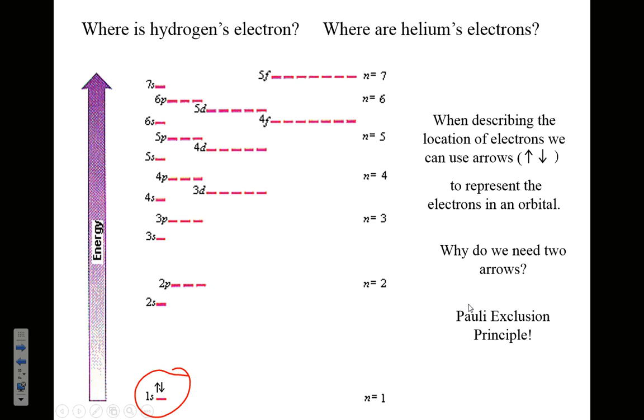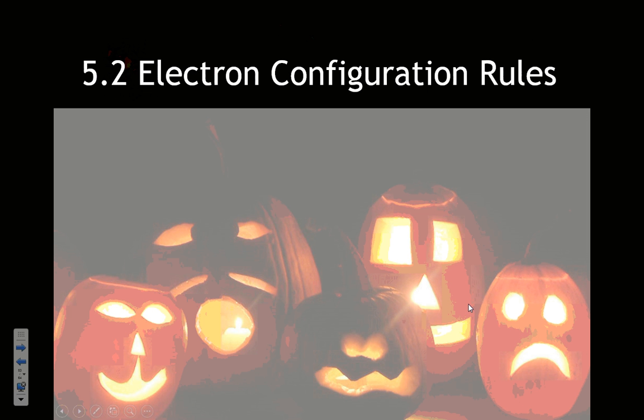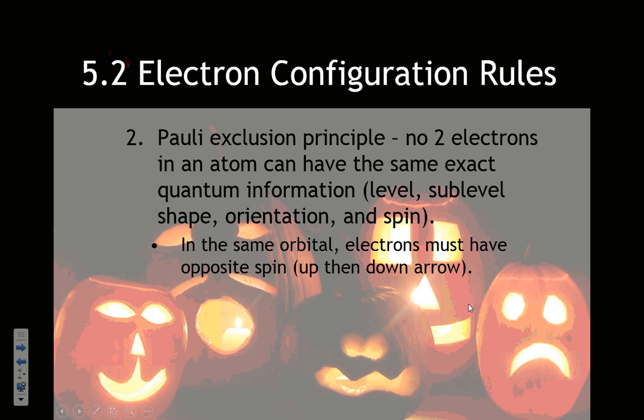Now, what we just looked at is what's known as the Pauli exclusion principle. At its simplest level, Pauli exclusion says the second one is going to be a down arrow because the first one was an up arrow. So the second rule of adding electrons is known as the Pauli exclusion principle, which says no 2 electrons in an atom can have the exact same quantum information. So that means their level, sublevel, shape, orientation, and spin must be unique in some way. So in the same orbital, what it really comes down to is electrons must have opposite spin. Up and then down is how we would do it.